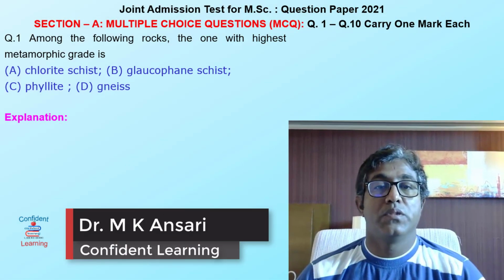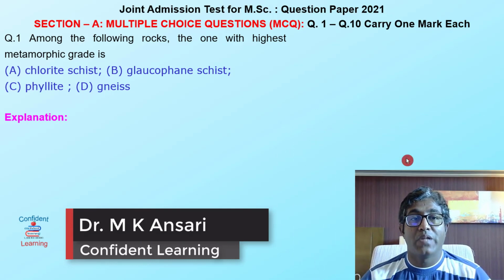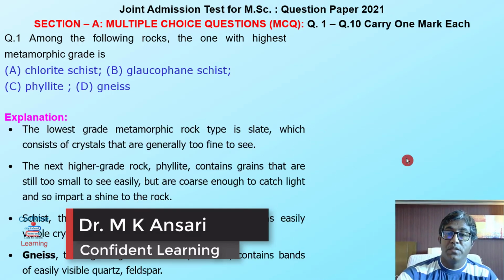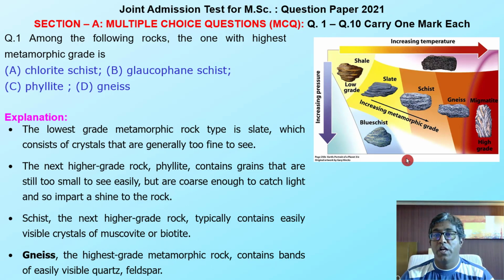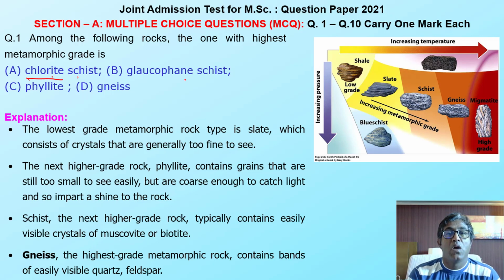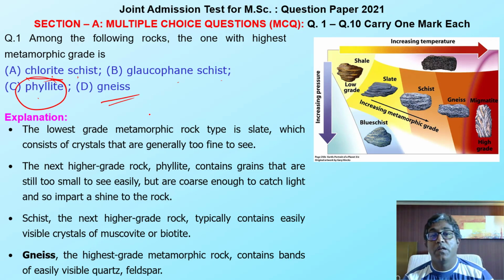This is our first question. Among the following rocks, the one with the highest metamorphic grade is... We know about the grades: shale, slate, schist, gneiss and migmatites. These are the grades starting from lowest to highest. And now if you have the rock name with the grades also, just like chlorite schist, glaucophane schist, phyllite and gneiss, this is also a rock, this is not a grade. So accordingly you can differentiate which is the lowest grade and which is the highest grade.